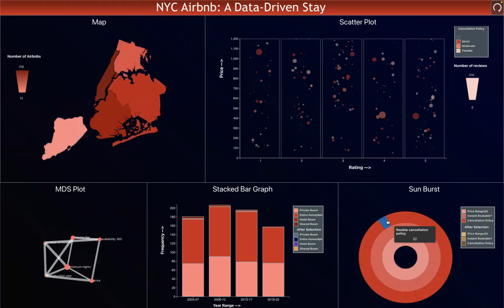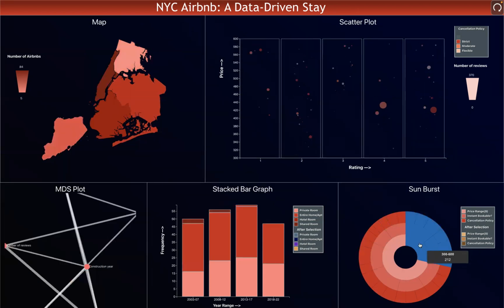So, if I do some interactions here, let's suppose I want to check the rooms with only the price range of 300 to 600.